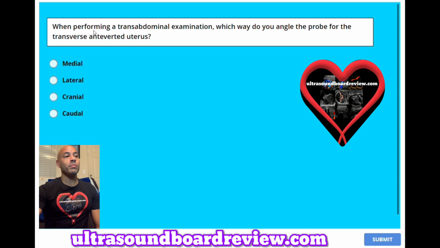Question 21. When performing a transabdominal examination, which way do you angle the probe for the transverse anteverted uterus? A. Medial, B. Lateral, C. Cranial, or D. Caudal? The answer is C, cranial.